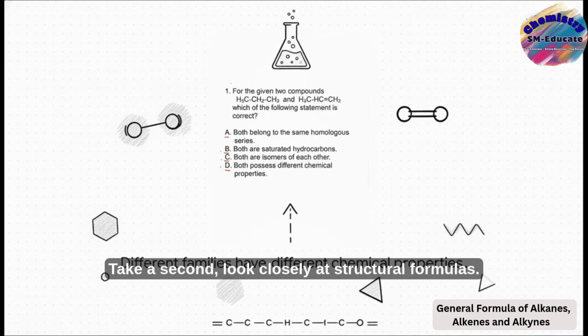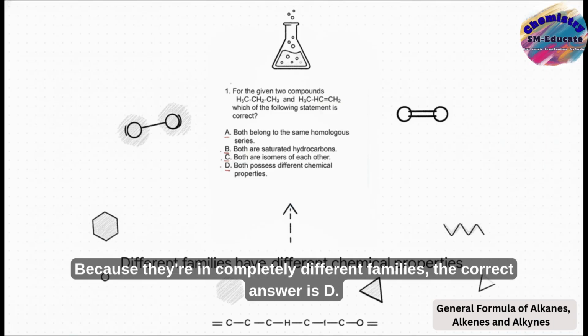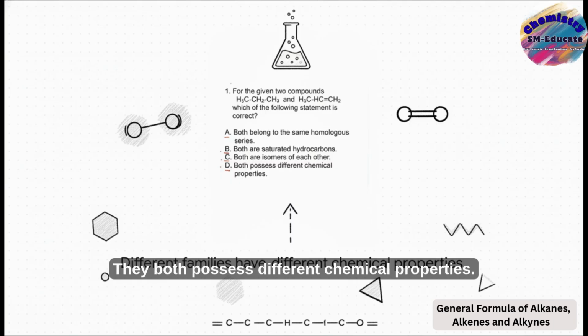Take a second, look closely at the structural formulas. Well, did you spot that the second one has a double bond? Yep, that means one is an alkane and one is an alkene. Because they're in completely different families, the correct answer is D. They both possess different chemical properties.